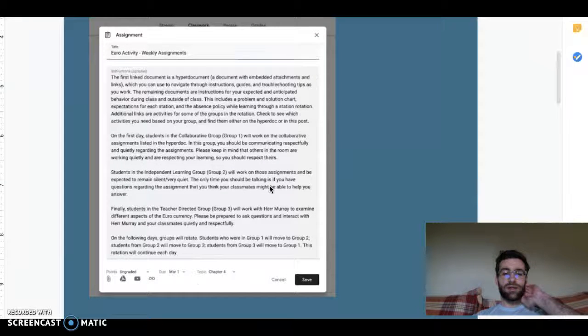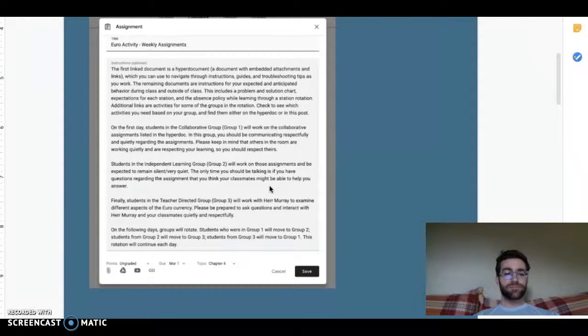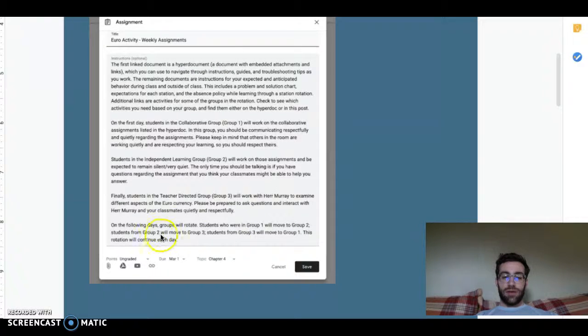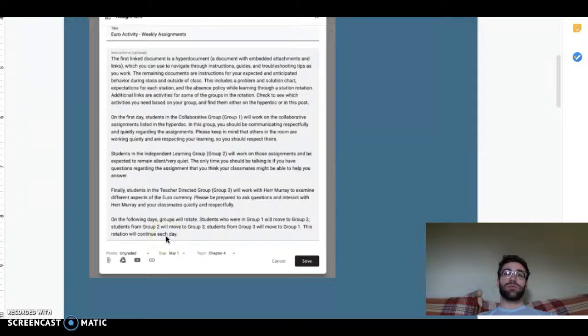Students in the independent learning group, I have that as group 2. It's stated that they will work on the assignments and be expected to remain silent or very quiet, and also stated that the only time they should be talking is if they have questions regarding the assignment that their classmates might be able to answer. The next one, which is the last one, is the teacher-directed group, which is group 3, and I state that they'll be working with me, and they should be prepared to ask questions and interact with me and their classmates quietly and respectfully. And then I also stated that on the next days they'll rotate from group 1 to 2, 2 to 3, 3 to 1, etc.